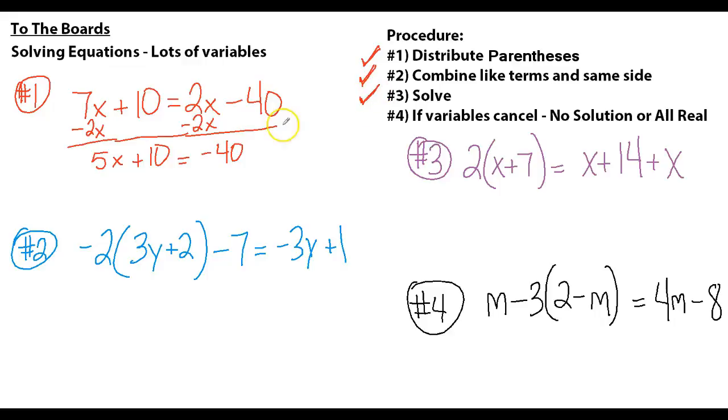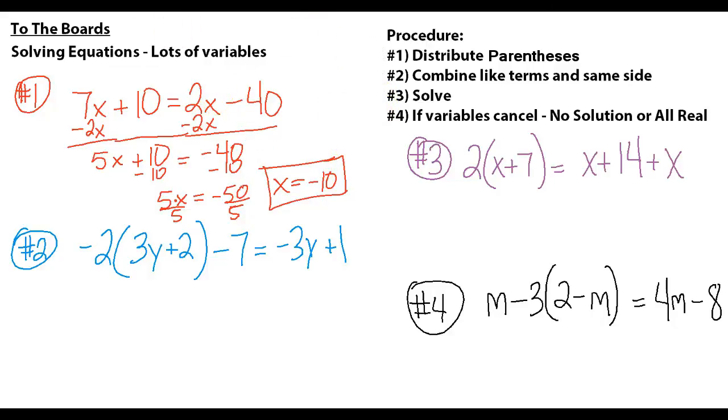I now need to work on solving this. I need to get x by itself, so I'm going to undo the plus 10. We're going to minus 10 to both sides. When I do that, I get 5x equals negative 50. I need to get x by itself, so I'm going to divide by 5, and so my answer is x equals negative 10. That's our answer for number 1, using those 4 procedures.